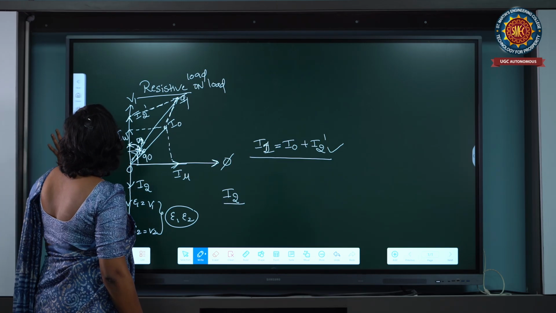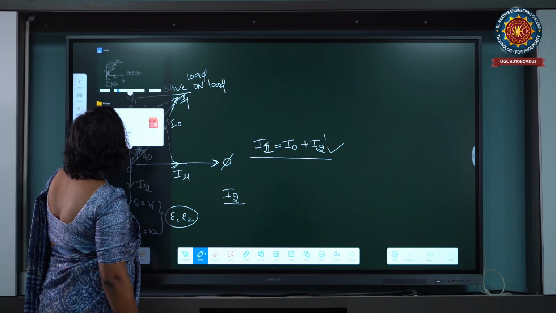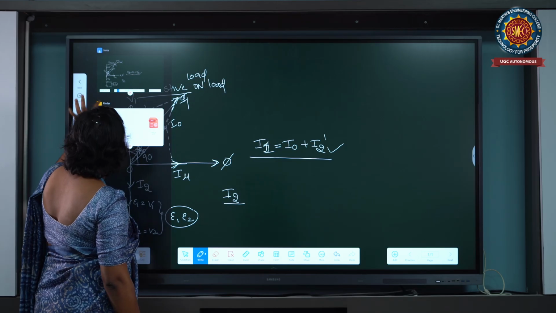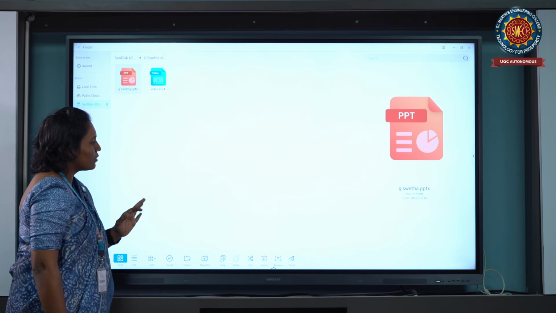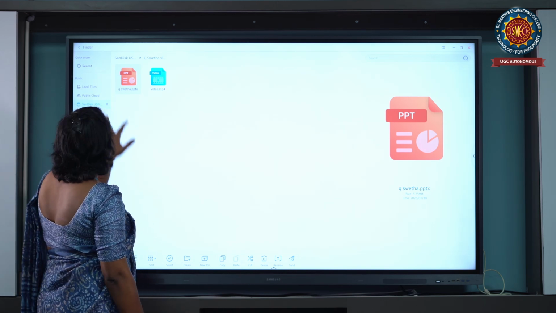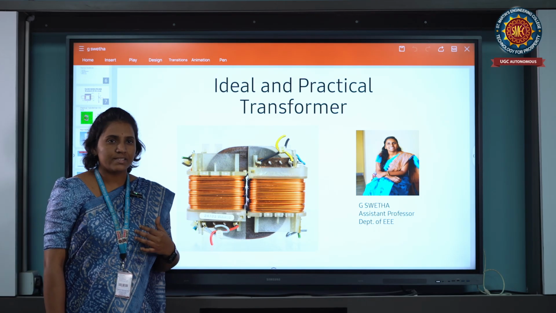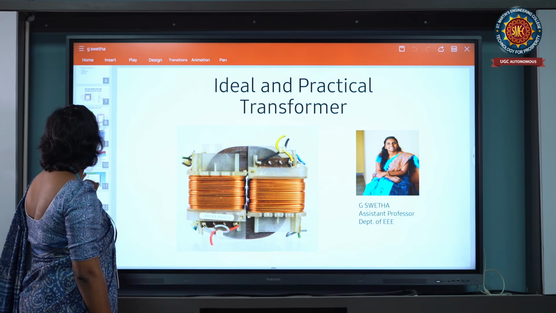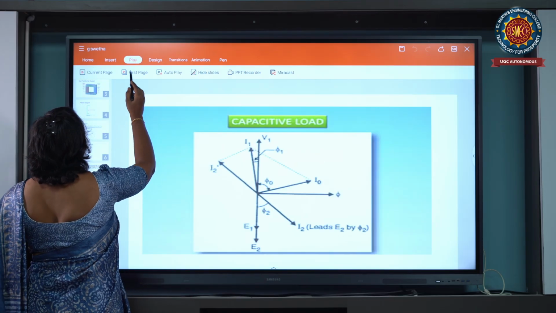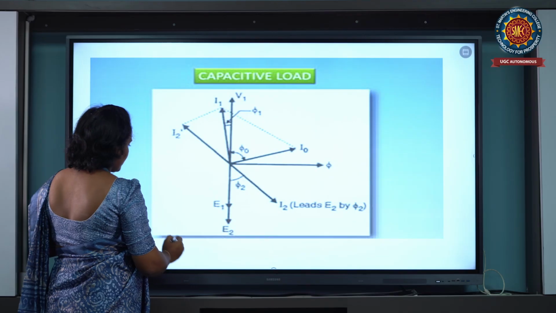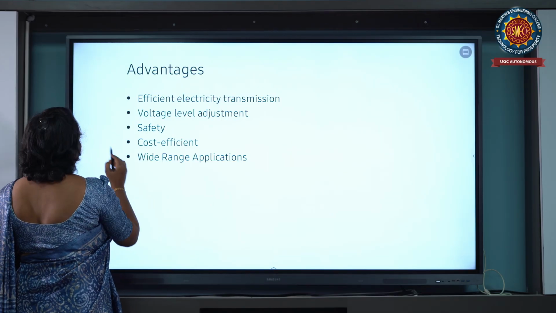Next we'll discuss the inductive nature of the practical transformer. In the inductive nature of the practical transformer, the current is lagging. Next, inductive nature of the practical transformer.